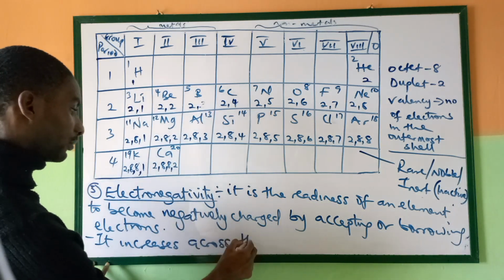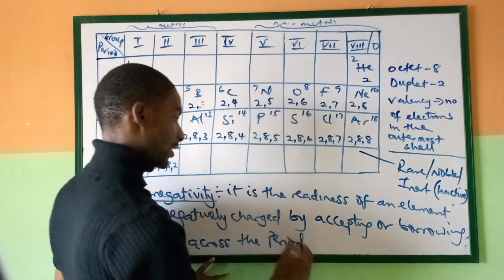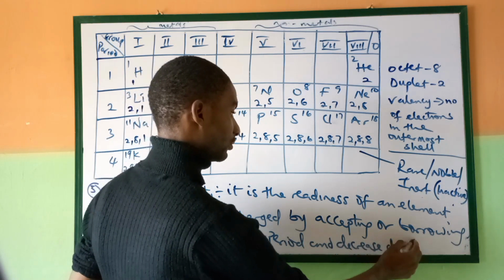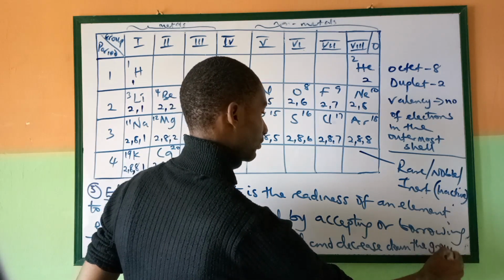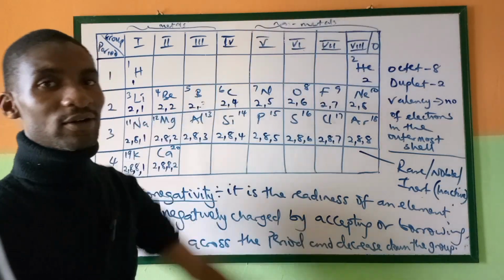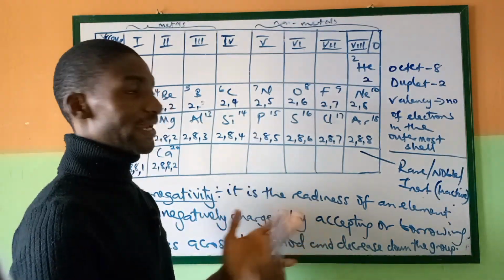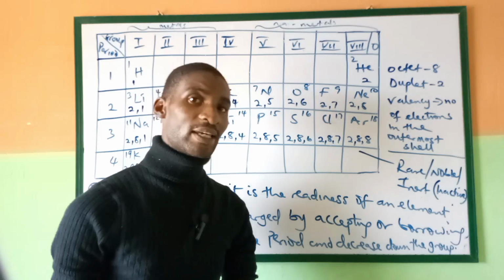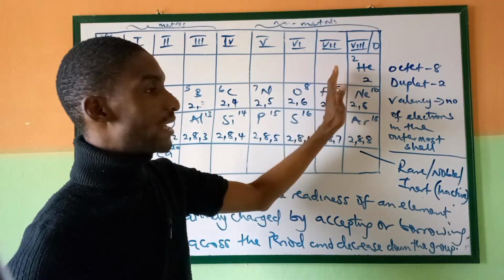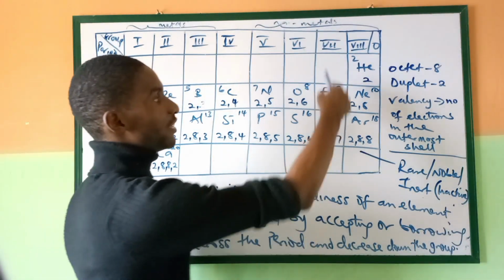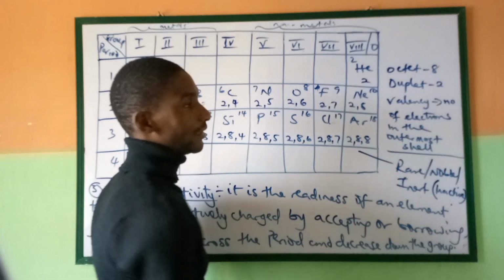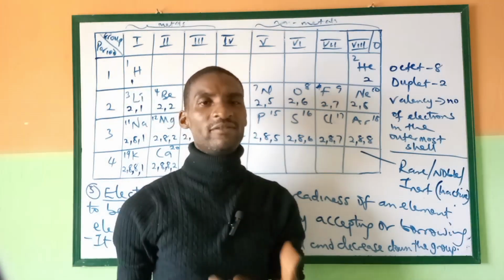across the period and decreases down the group. So it increases across the period, it increases like this and decreases down the group. So that means electron affinity, ionization energy, and electronegativity are highest in group 7 elements. And because it's increasing like this and decreasing like this, which element do you think has the highest electronegativity? It is fluorine. And that is why fluorine is the most reactive element.